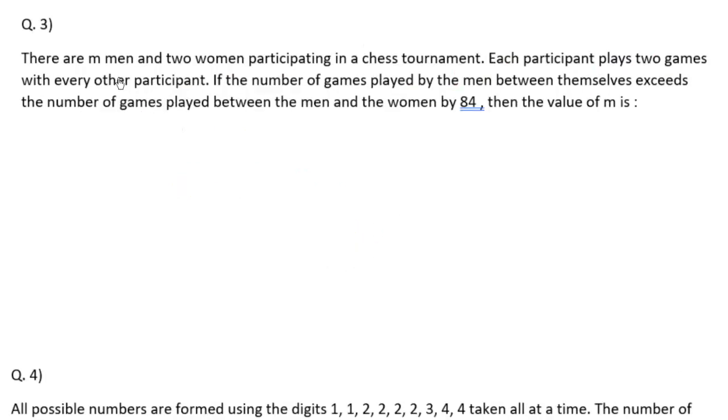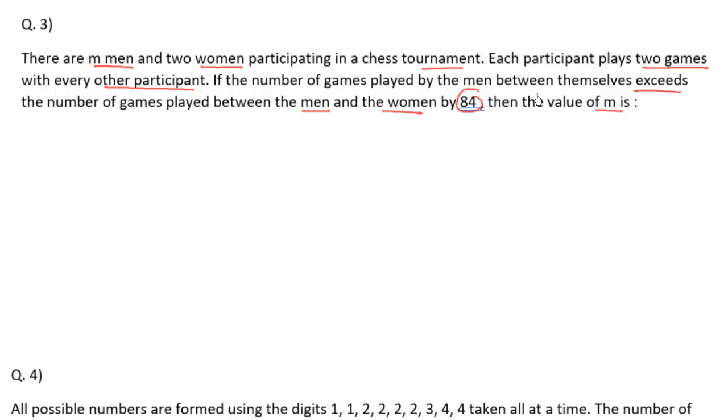Now let's take the third question. Here it says that there are n men and 2 women participating in a chess tournament, and each participant plays 2 games with every other participant. Now if the number of games played by the men between themselves exceeds the number of games played between the men and the women by 84, then we need to find the value of n. That's a very simple question.